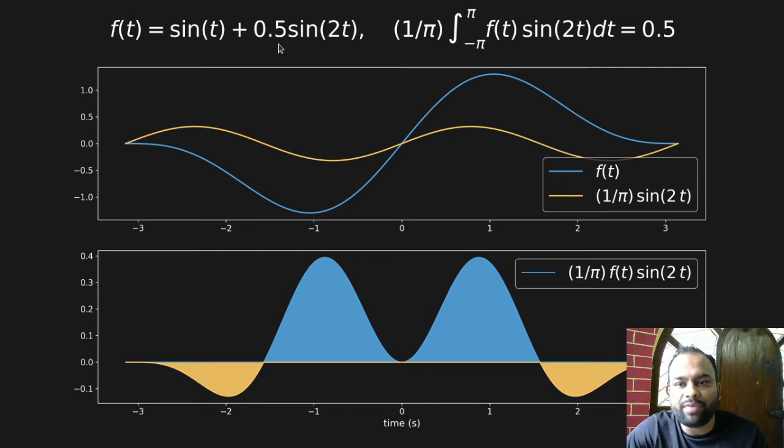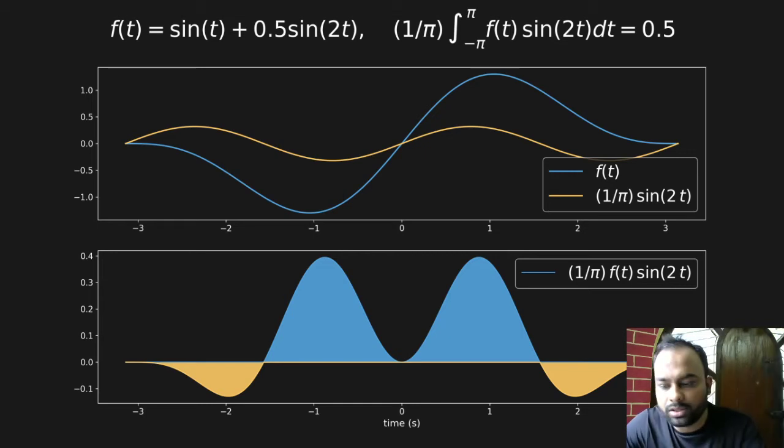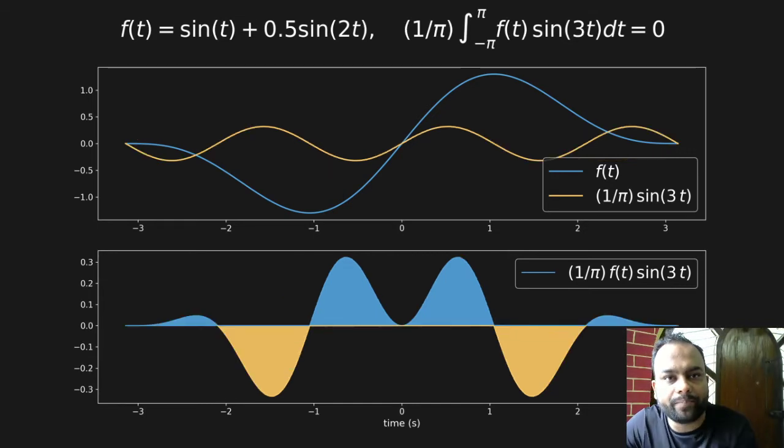Similarly, if I want to see the amplitude of the 2 radian per second component in this signal, what do I have to do? I have to multiply this signal with a sinusoid of 2 radian per second frequency, integrate it from minus pi to pi, divide it by pi, and of course the result is going to be 0.5. And again, as you can see, these are the positive areas and the negative areas are slightly smaller. So when you add them up, you will get a half.